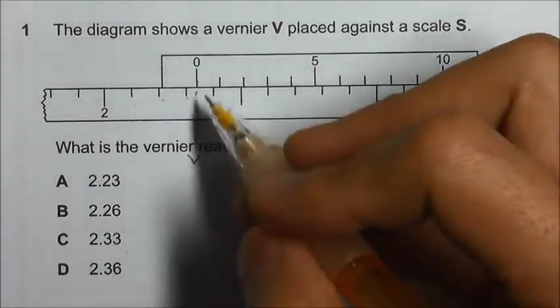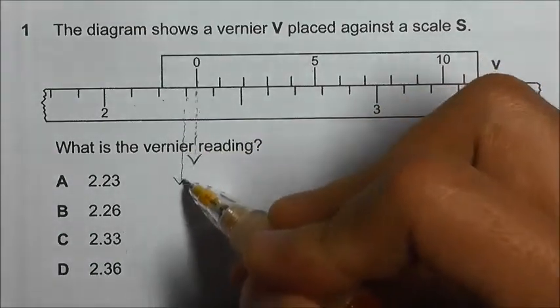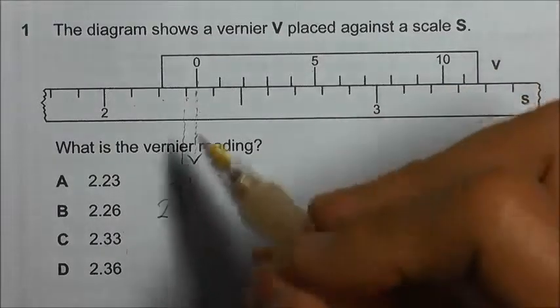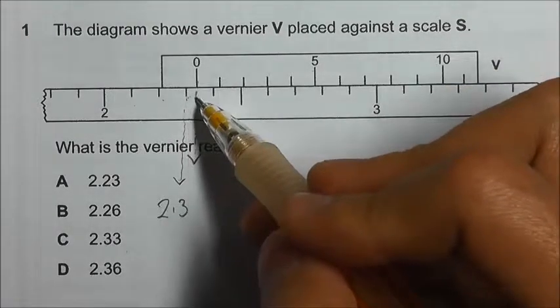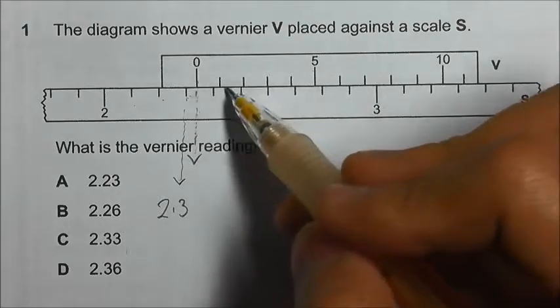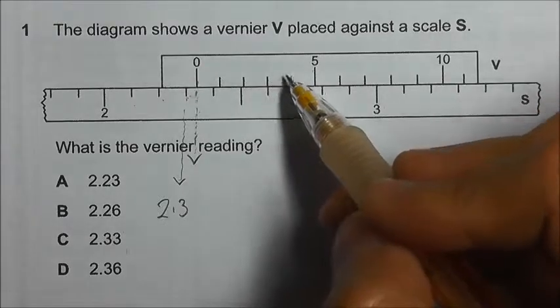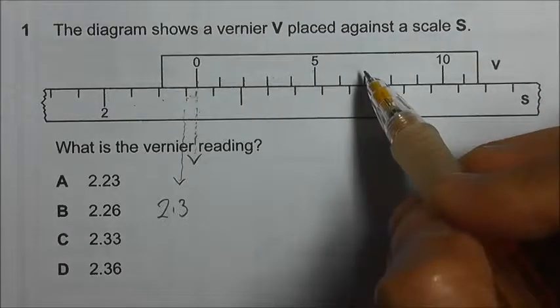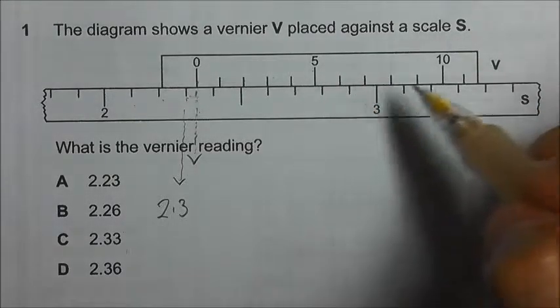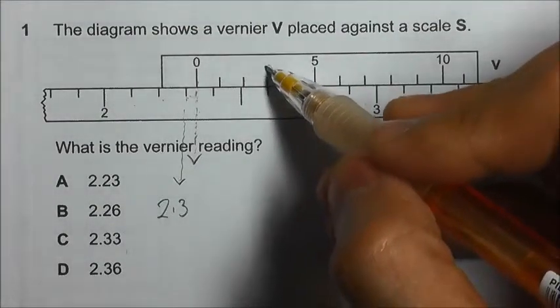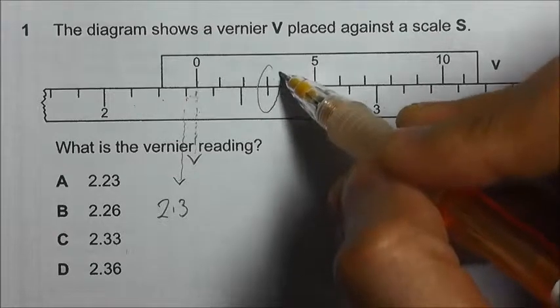So from up to this point, it reads 2.3. And there's a very small gap here. So how do we read this? We go and look at the vernier scale, which division forms a straight line with the division on the main scale. So we can see that the straightest line is this division.